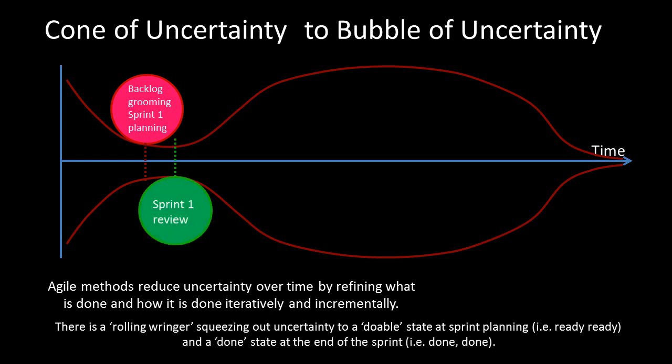Okay, we get to the end of the sprint now and we do a review of the product that's actually been done, that's been developed. It should have been tested, preferably fully tested. It should be in what we call a releasable state, meaning I can actually go and use that product immediately. That's what we call a done state. So we squeezed a certain amount of uncertainty out of the bubble in sprint 1. What happens in sprint 2?